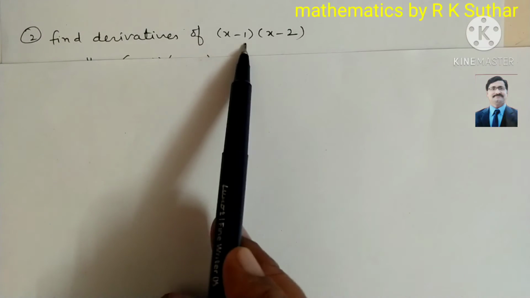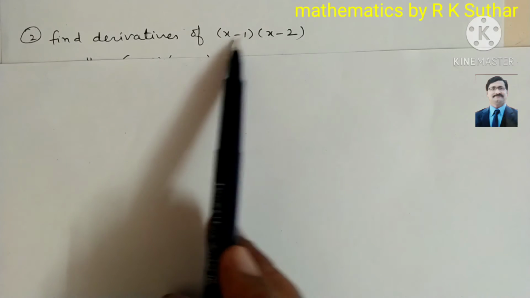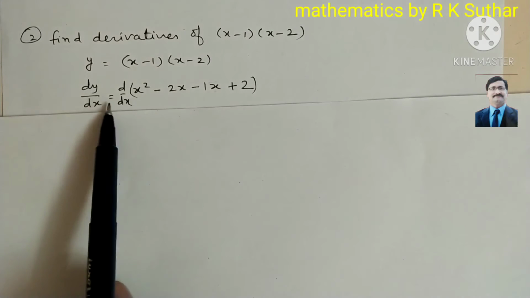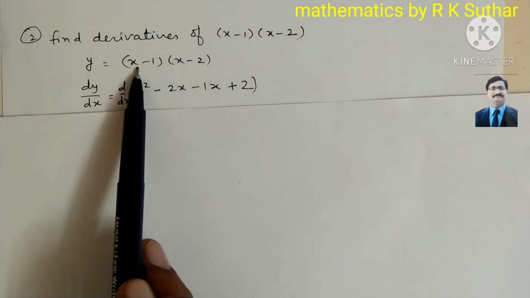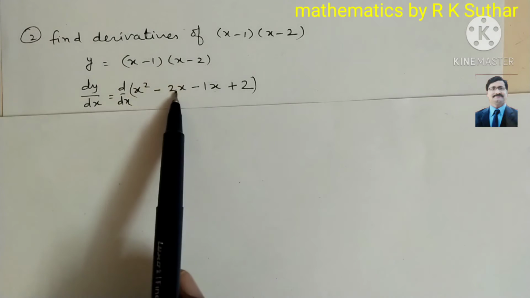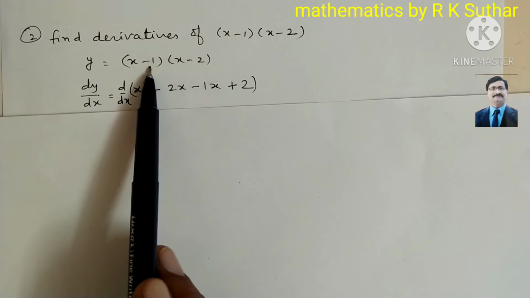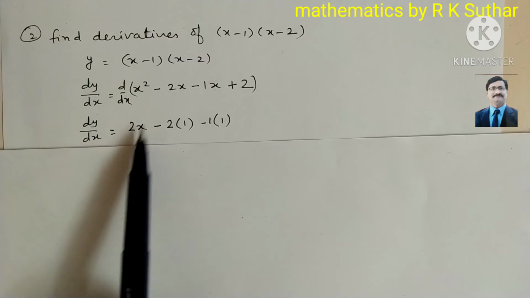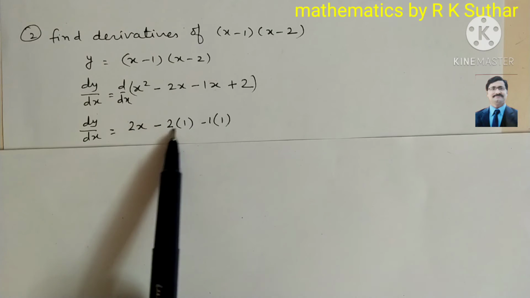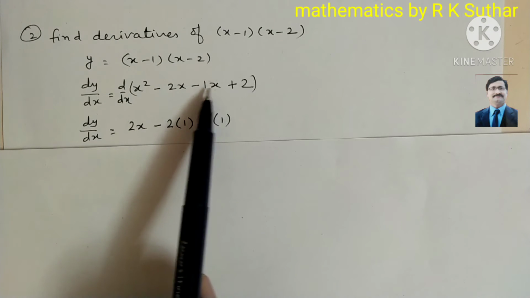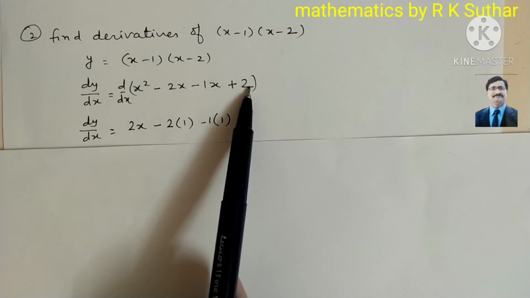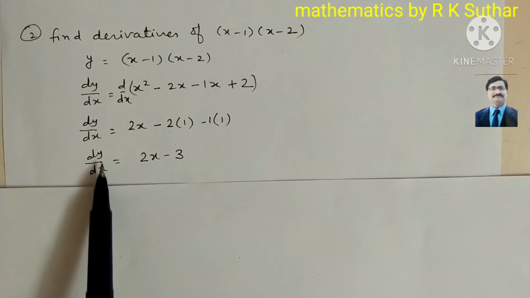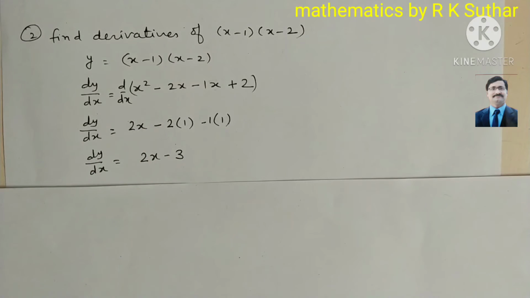Find the derivative of (x minus 1) into (x minus 2). If you have this type, then you can write y equal to (x minus 1) into (x minus 2), and we will multiply these. x into x is x square, x into minus 2 is minus 2x, minus 1 into x is minus 1x, minus 1 into minus 2 is plus 2. Now you do the differential. The differential of x square is 2x. The differential of minus 2x is minus 2 into 1. The differential of minus 1x is minus 1 into 1, and the differential of 2 is 0. This minus 2 and minus 1 we get minus 3. So we write dy by dx equal to 2x minus 3.